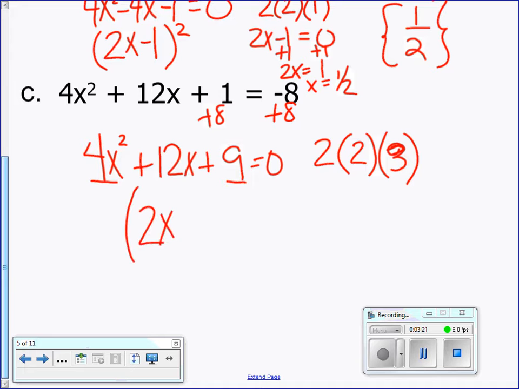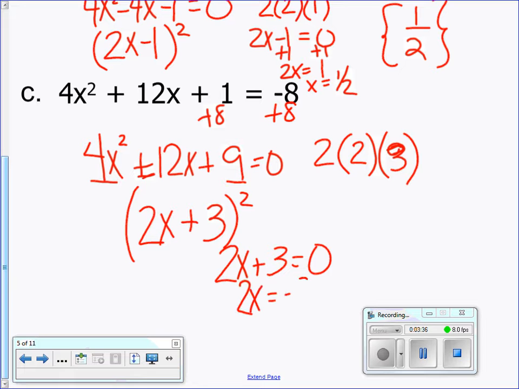So 2x plus the square root of 9, which is 3, squared, which means 2x plus 3 times 2x plus 3. So set it equal to 0. 2x equals negative 3. x equals negative 3/2. So my solution is negative 3/2.